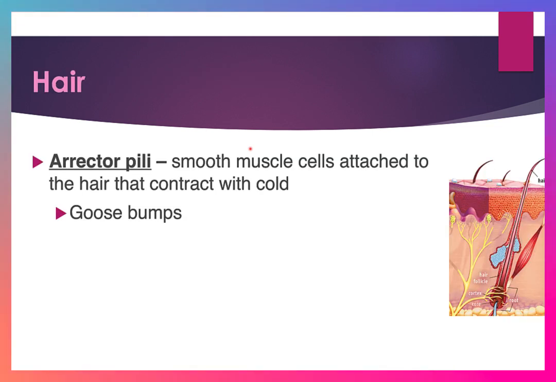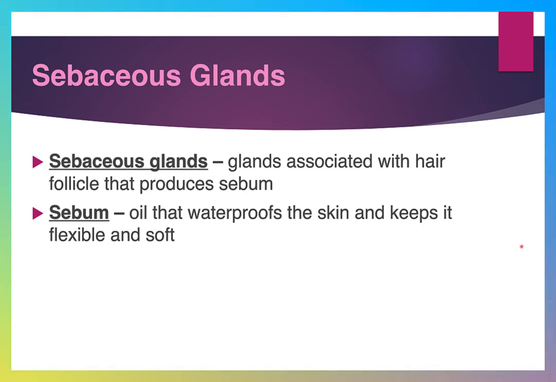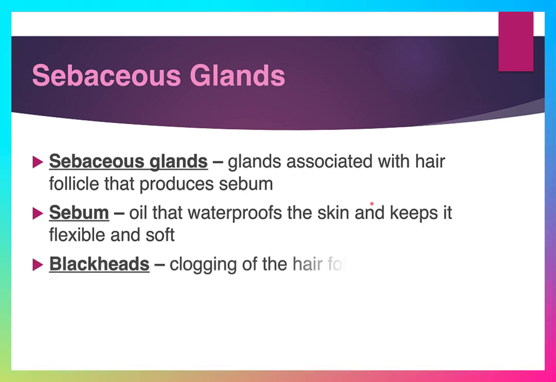And let me show you that on this last. These are the sebaceous glands here and here. And sebum is an oily product that waterproofs the skin and keeps it soft and flexible. Now, blackheads occur when the hair follicle is plugged and dirt and oil become trapped in the hair follicle.